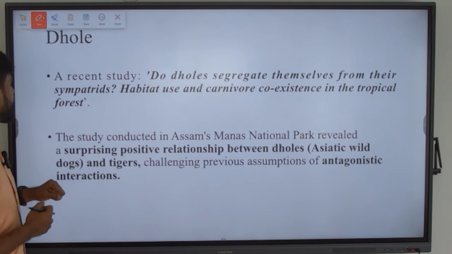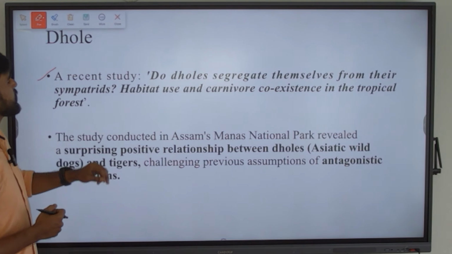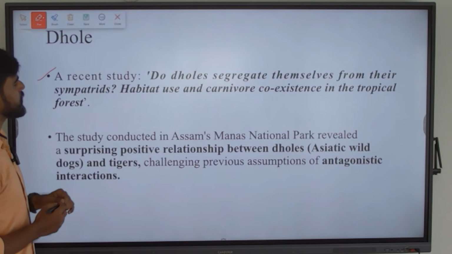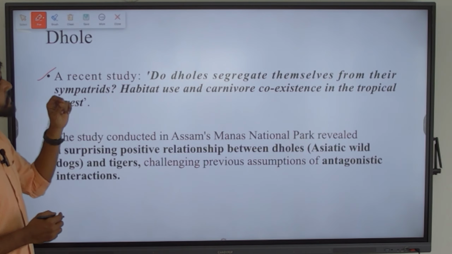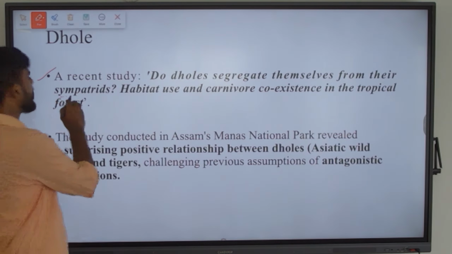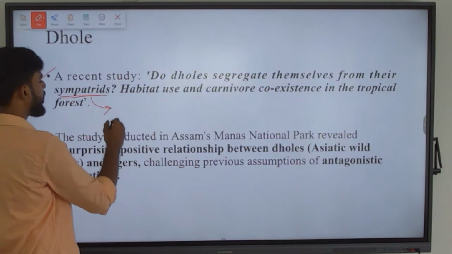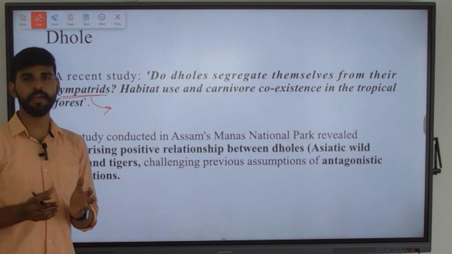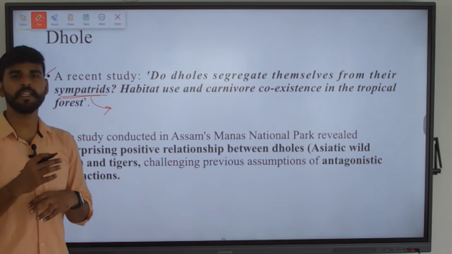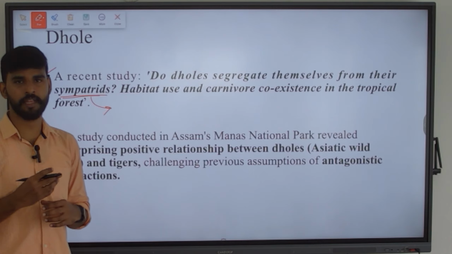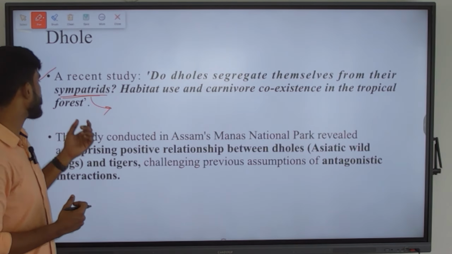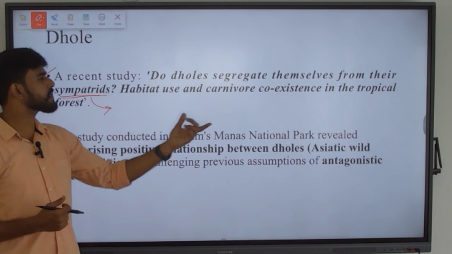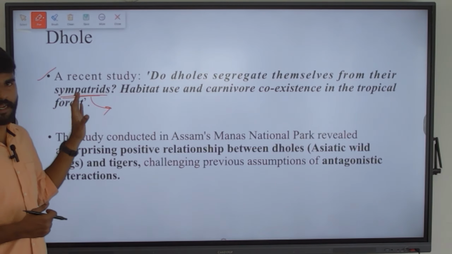Let us understand everything. A recent study, the title of the study is, "Do dholes segregate themselves from their sympatriots? Habitat use and carnivore coexistence in tropical forests." What are sympatriots? Those animals which live in the same geographical area. They live in the same region, but they compete with each other for their food. Such animals are called sympatriots.